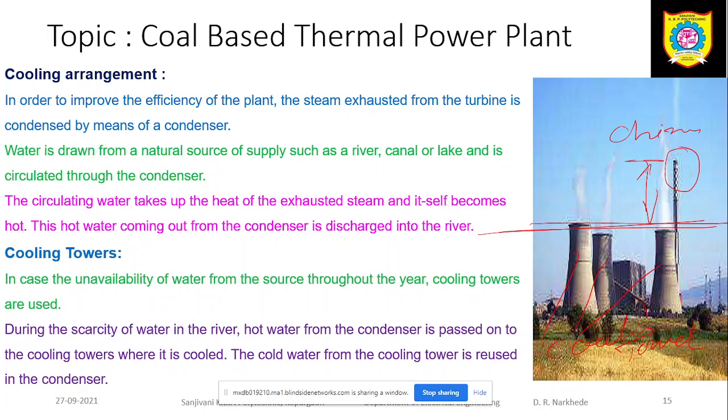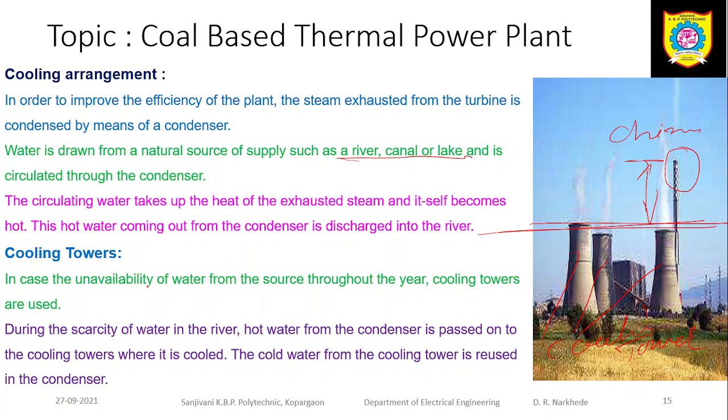Okay, then this cooling arrangement, in order to improve the efficiency of the plant, the steam exhausted from the turbine is condensed by means of condenser. Okay, so why we are going to use this one? To improve the efficiency of the plant, the steam exhausted from the turbine is condensed by means of condenser. Water is drawn from the natural source of supply such as river, canal, lake, and is circulated through the condenser. The circulating water takes up the heat of exhausted steam and it itself becomes hot. This hot water coming out of condenser is discharged into the river.